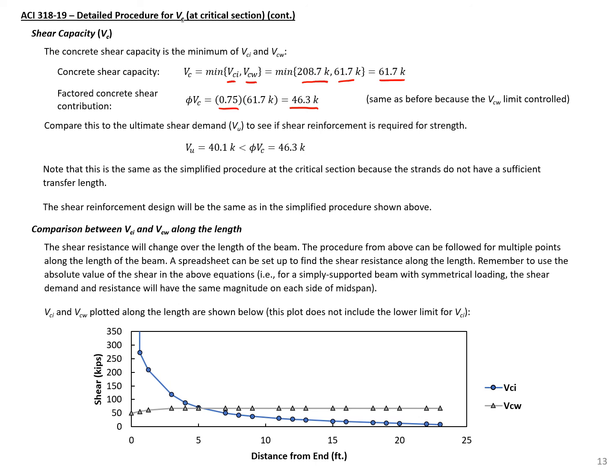So next I wanted to show you a few plots comparing different values of our shear along the length. And the first one here is our V sub CI compared to our V sub CW along the length. So you can see when we're close to the support, our V sub CW is going to control. So that'll be our minimum. And then as we get out into our span, that's where our flexure shear is going to control. So you can see then our V sub CI is going to control. And this will typically be the case for our pre-stressed concrete beams.